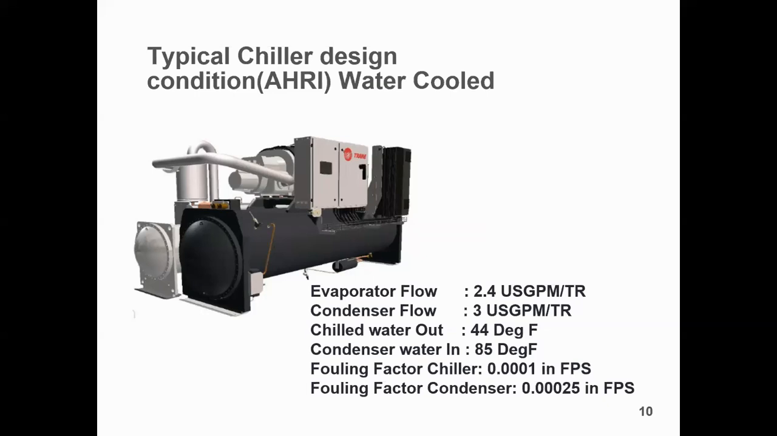What the HRI condition says is that the flow rate of evaporator and condenser should be 2.4 GPM and 3 GPM, whereas the chill water out temperature is 44 degree Fahrenheit, which is around 6.67 degree centigrade, and condenser water in is around 85 degree Fahrenheit, which is around 29.44 degrees centigrade. And there is also a recommendation for the fouling factor of the heat exchangers. We have two heat exchangers in a chiller: one is your cooler and the other is your condenser. So HRI recommends this fouling factor to be considered.